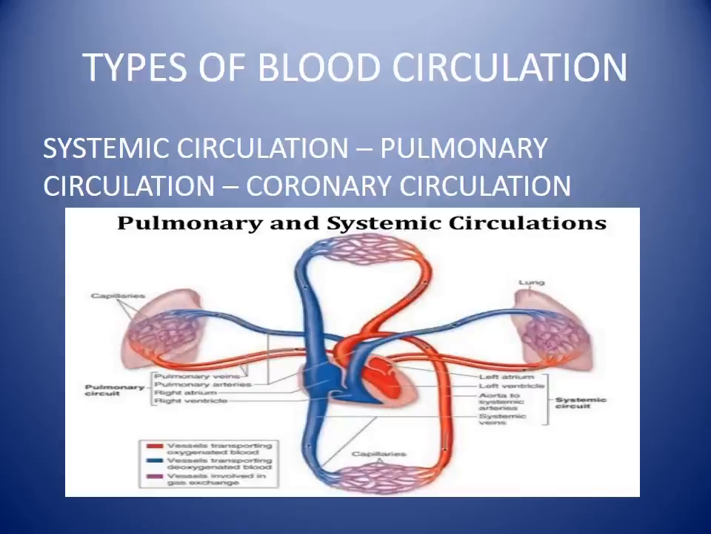There are 3 types of blood circulation: systemic circulation, pulmonary circulation, and coronary circulation.